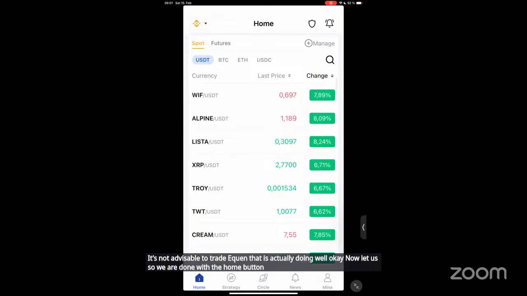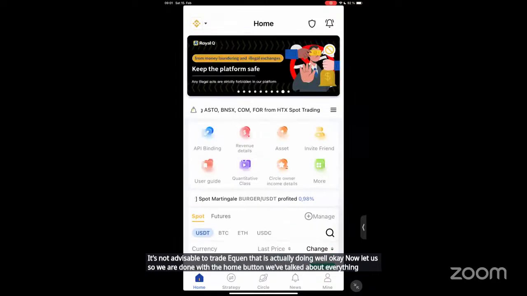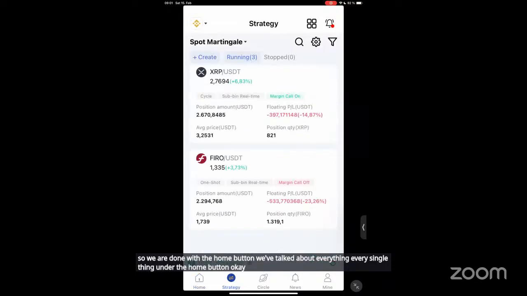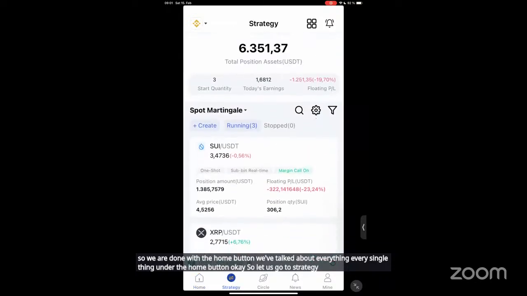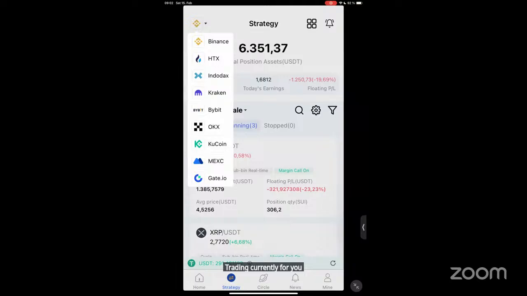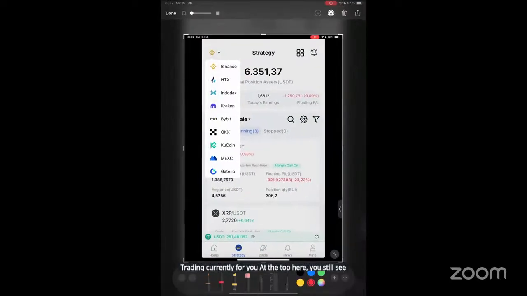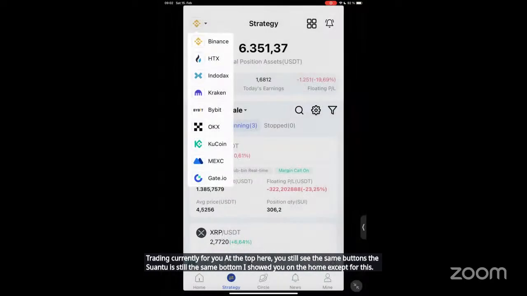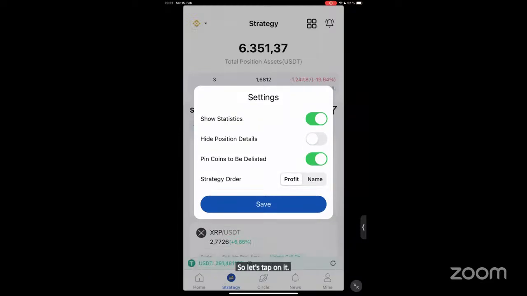Okay. Now, we are done with the home button. We've talked about every single thing under the home button. So let us go to strategy. This is where you see the coins that are trading currently for you. At the top here, you still see the same buttons I showed you on the home, except for this one. So let's tap on it. That is the strategy settings.